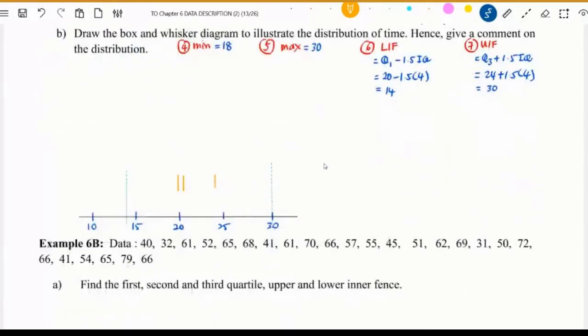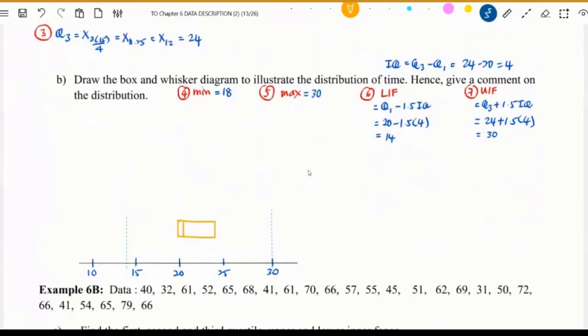So we make it as a box. We combine, okay. And then the minimum, which is 18. Maybe somewhere around here, 18. And then the maximum, which is 30, on the dot on your upper fence. So combine using the line. So we can have the box plot. Okay, so now we are already done with plotting all the 7 values.